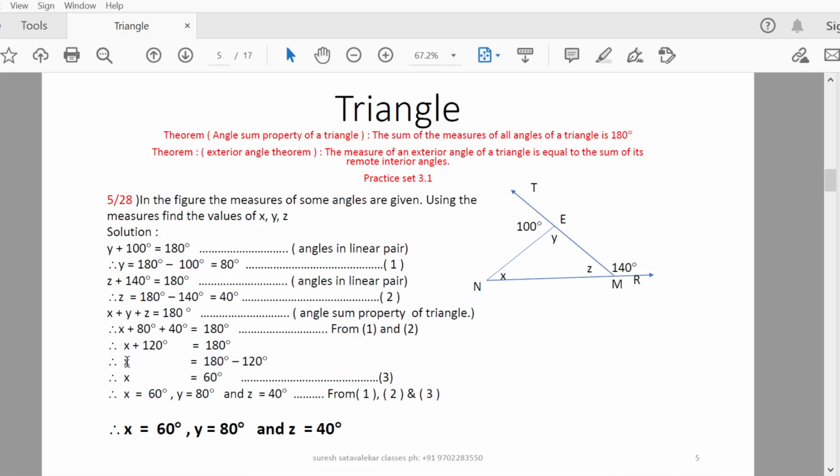To get the value of x, we are subtracting 120 from both sides. This 120 will vanish. From 180 I have to subtract 120. That comes out to be 60. This is the third. We got the value of x in 3. We got the value of z in result number 2, and we got the value of y in result number 1. And therefore, from 1 to 3, x is 60 degrees, y is 80 degrees and z is equal to 40 degrees.